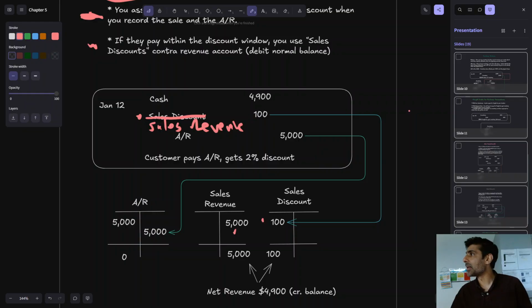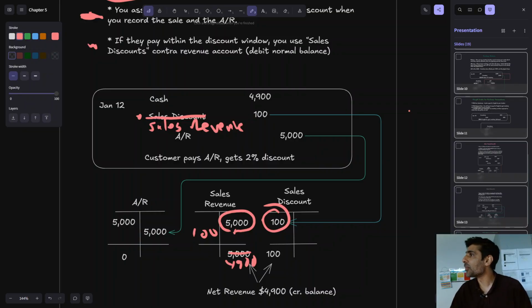You could have just debited sales revenue when someone took the discount. Because remember, when we originally recorded it, we said we're having revenue of 5,000. But if they take the discount, then we're not actually going to receive 5,000. We're going to receive 4,900. So we could have just done this, and this would have gone to 4,900. But we basically want to track the discounts and the returns. We're going to track them in separate accounts.